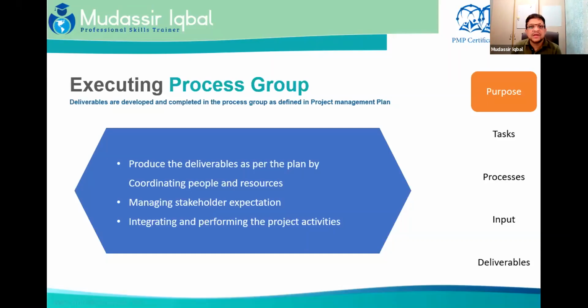This is the one. So now we are in the executing process group. The whole point of the project is to produce the deliverables. I mean, you did not start the project to initiate, to identify the risk, to plan it well. The objective is to begin delivering, and that is where the conflicts actually start arising.